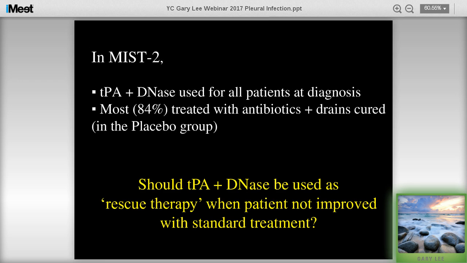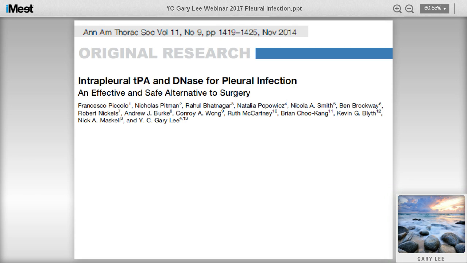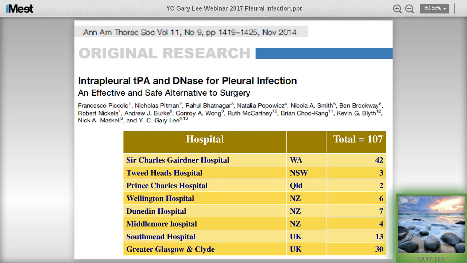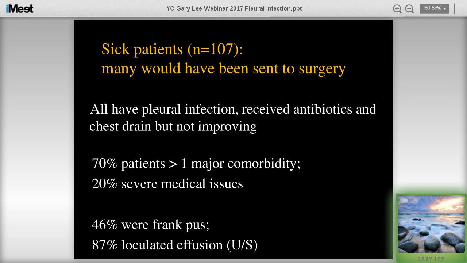So therefore the question is, do we need to apply TPA and DNAse to everybody who came through the door, or should we use them only as a rescue therapy when patients are not improving with the standard treatment? So this is a paper that we published a while back now. It is the largest cohort of open label use of TPA and DNAse from Australia, New Zealand, and the UK, 107 patients. And these are patients who are very sick.